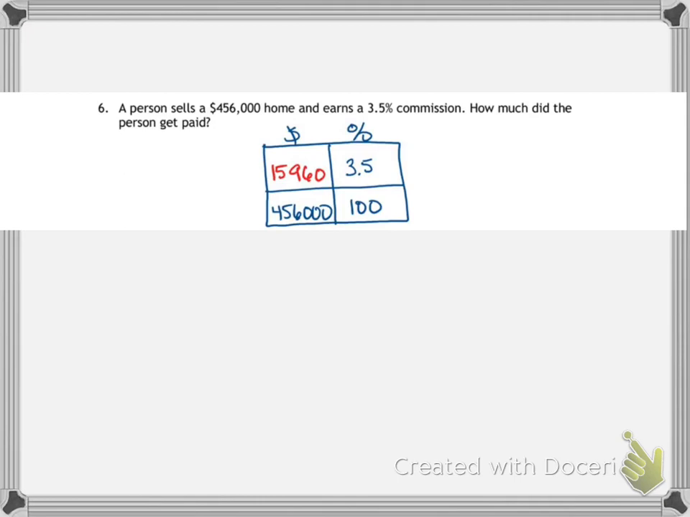456,000 is written beside 100 because that is how much the house was sold for. That's the whole thing. This person earns a 3.5% commission. 456,000 times 3.5 divided by 100 is $15,960. This is this person's paycheck or commission on the sale of the home.